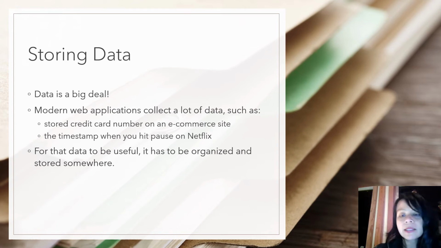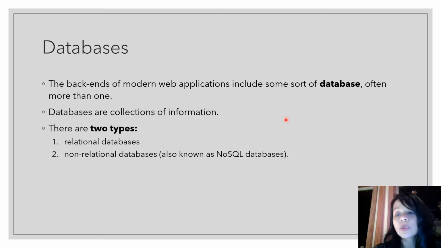Now, remember that data is a big deal. We need to think about storing the data. Modern web applications collect a lot of data. Every time a credit card number is entered on an e-commerce site, or every time you hit pause on Netflix, there's a timestamp. All this information, all this data is being collected. For that data to be useful, it needs to be organized and stored somewhere. So it's stored in databases. The backends of modern web applications always include some kind of a database, and often more than just one.